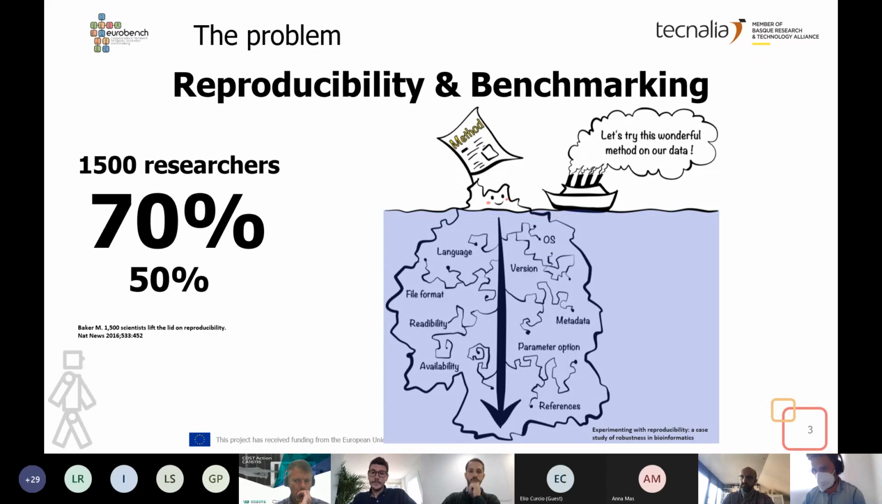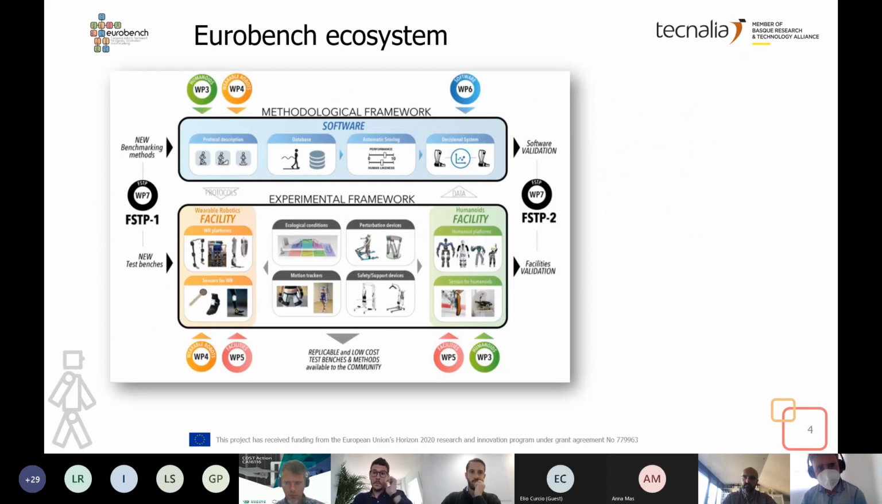Different versions of the implementation languages, the input data does not have the same format. Even the performance indicators are different, and there is no way to compare them. So this is one of the aims of EUROBENCH, to try to solve this problem.